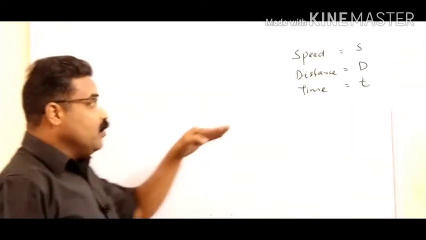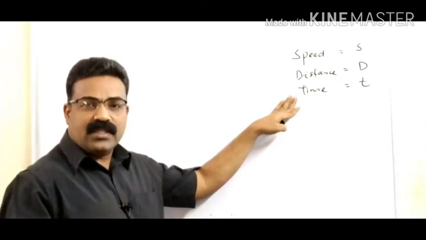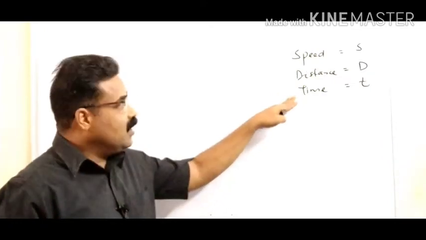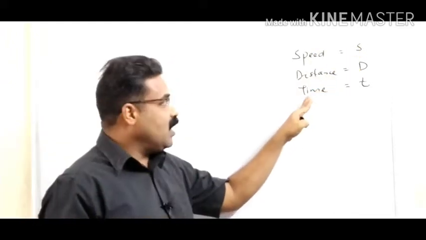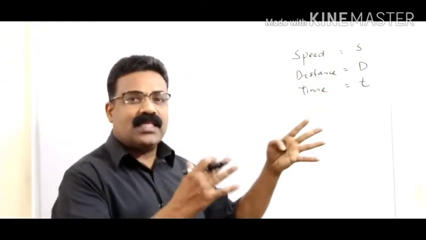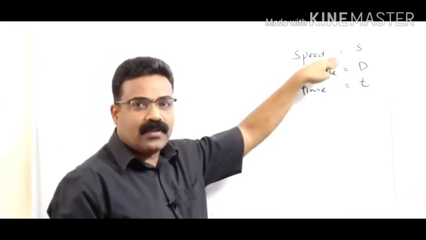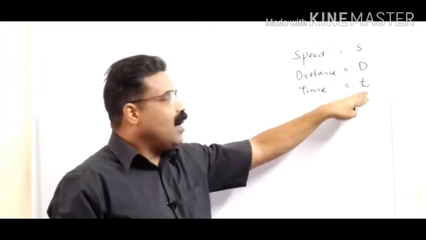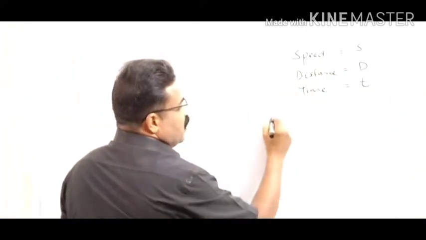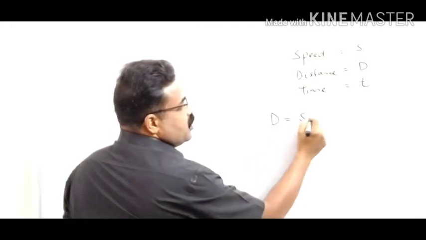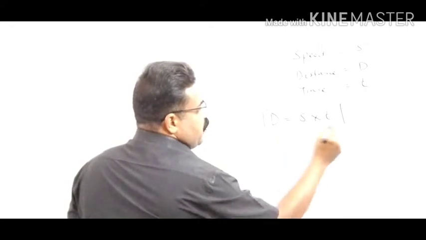Speed is normally denoted by S, distance by D and time by T. I am talking in terms of mathematics for the concept of speed and distance questions. Otherwise, in physics, distance is S, speed is V, that is velocity, and time is T. So the physics concept we don't want here. For a simple concept, D for distance, S for speed and T for time. So we have the very important relation between these 3. Distance is equal to speed into time.